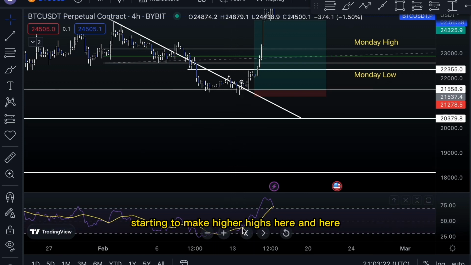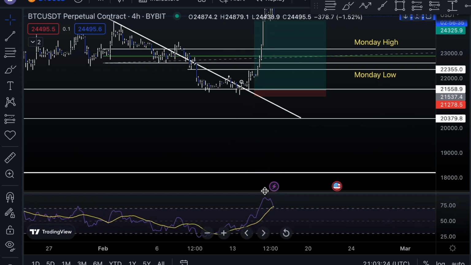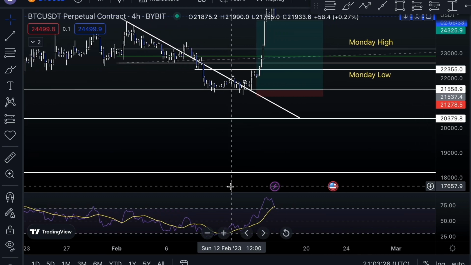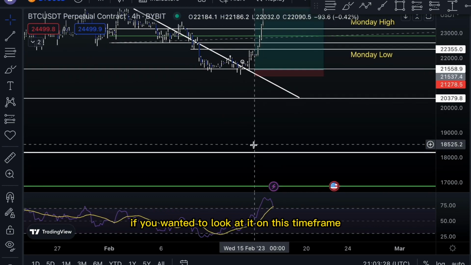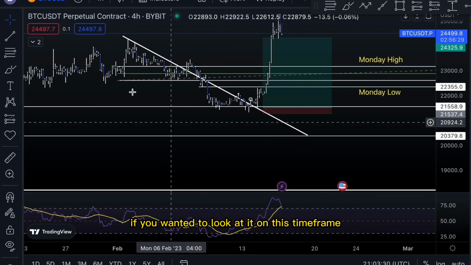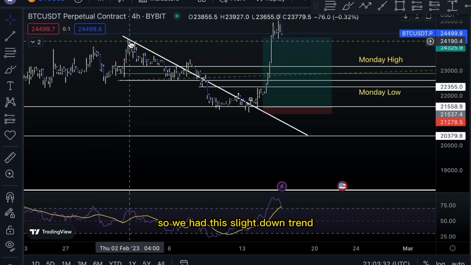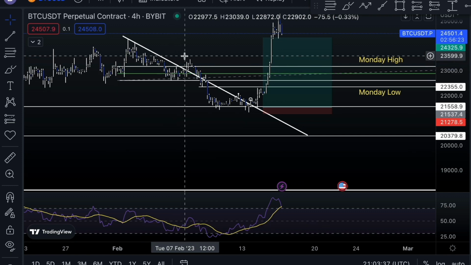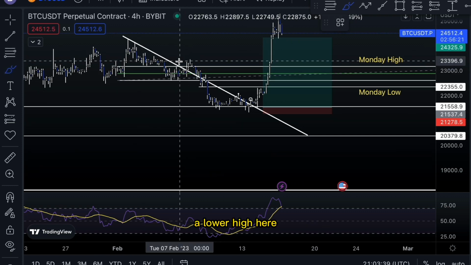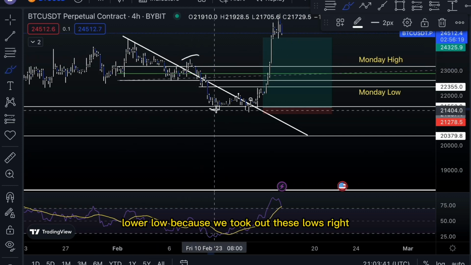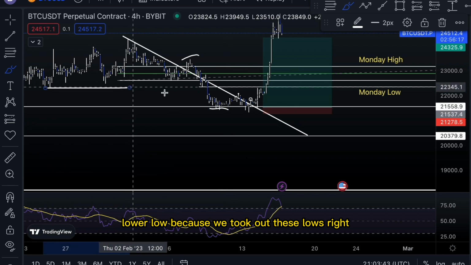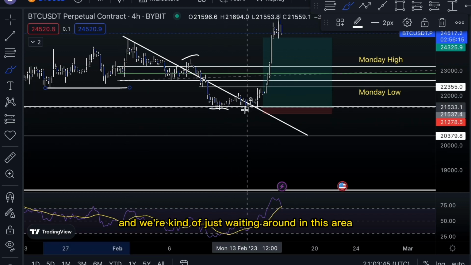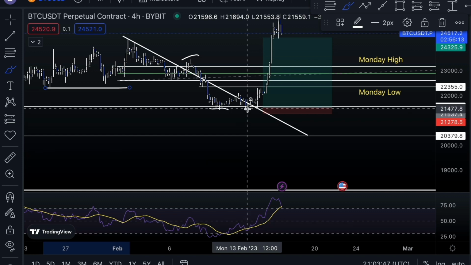RSI looks like it's bullish, starting to make higher highs here and here. If you wanted to look at it on this time frame, we had this slight downtrend going from February 2nd. We were just making a lower low, a lower high here, a lower low because we took out these lows, right? And we're kind of just waiting around in this area.